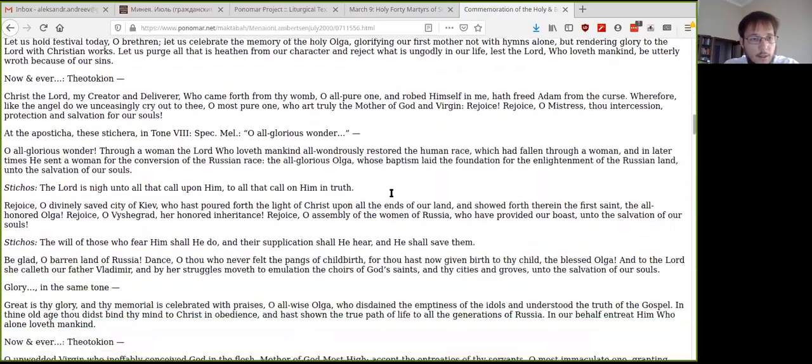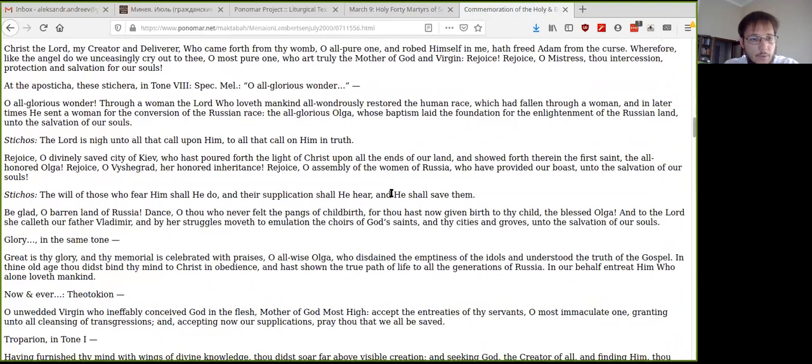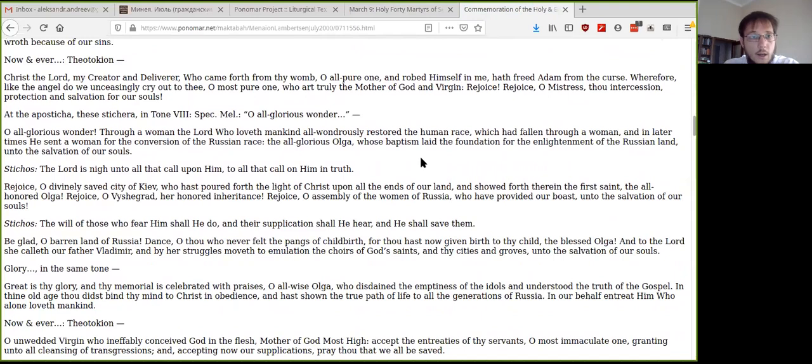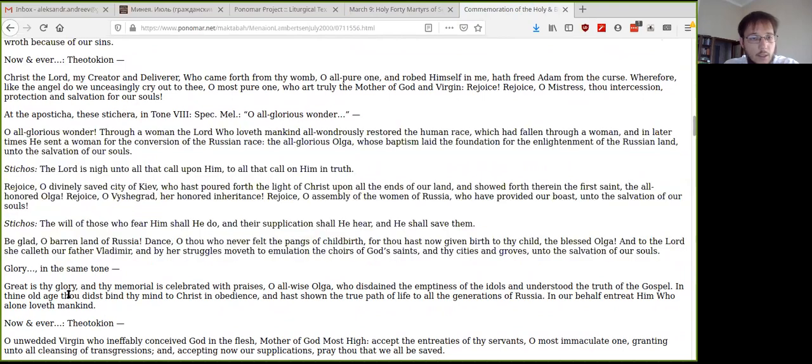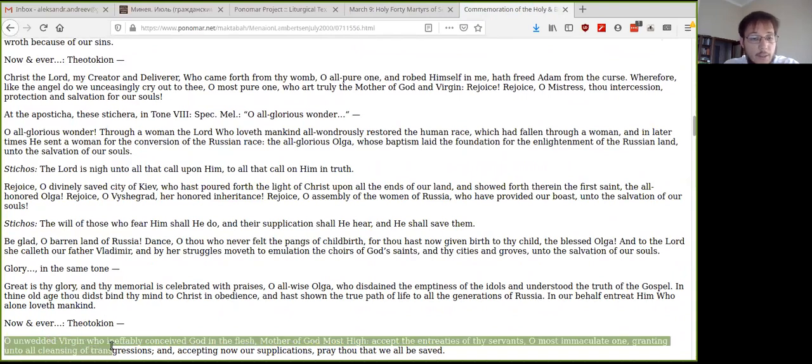It even has a Latia. Okay, Apostica here. So here's an example where we've got the Stikira Apostica, Doxasticon. This Doxasticon is in tone 8, now and ever, Theotokion. It gives us the Theotokos.